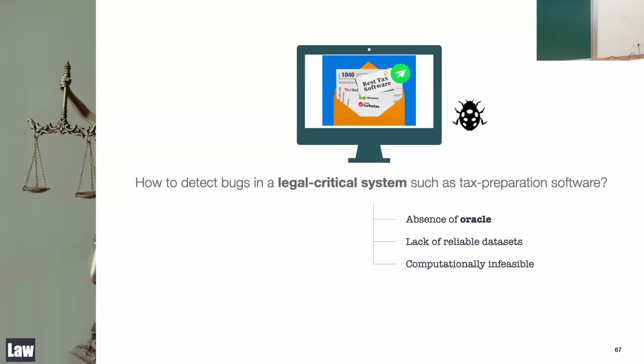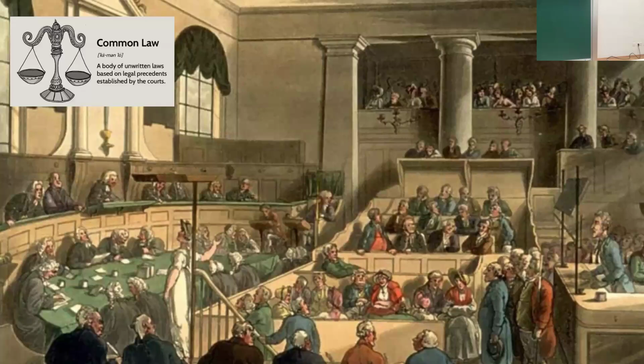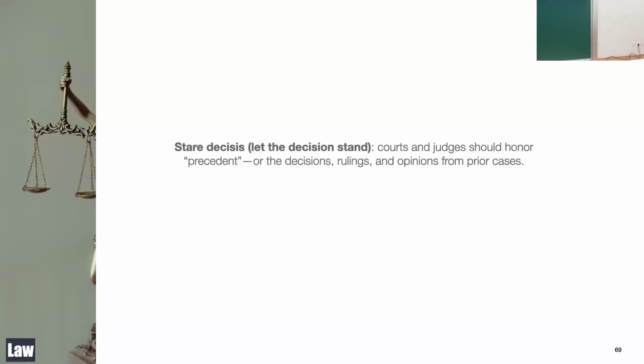Because it's a legal critical system, it's based on what I learned about common law, which underlies most legal systems around the world. There is a central doctrine of the common law system, and it is based on legal precedents. If there is a precedent, you could refer to that. This is known in Latin as stare decisis, or let the decision stand. So courts and judges must honor the precedents, the decision rulings and opinions from prior cases. If something has been done, typically lawyers make the case that, oh, well, this is similar to Smith and others from the 80s, and hence I should get a similar proceeding.